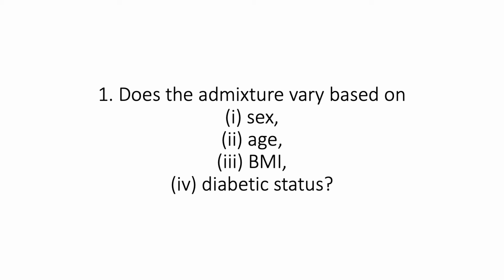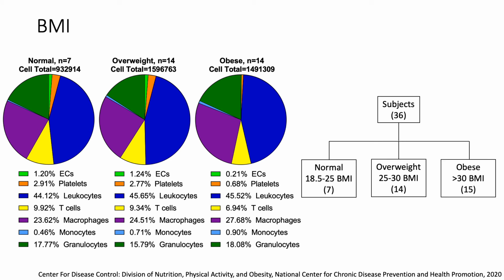To answer this question, patient histories were obtained in a post hoc manner with their MRNs and the medical database. For the purpose of this presentation, I'll be focusing on patient BMI. To investigate the effects BMI had on cell admixture composition, patients were stratified into normal, overweight, and obese categories based off the CDC's BMI classifications.